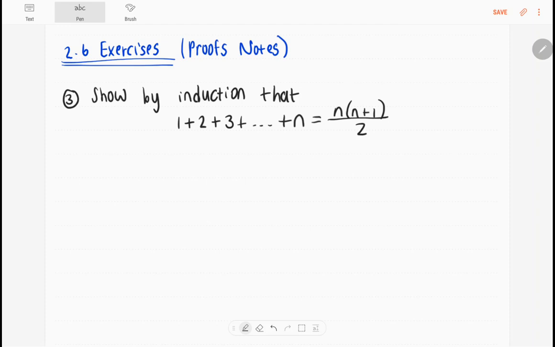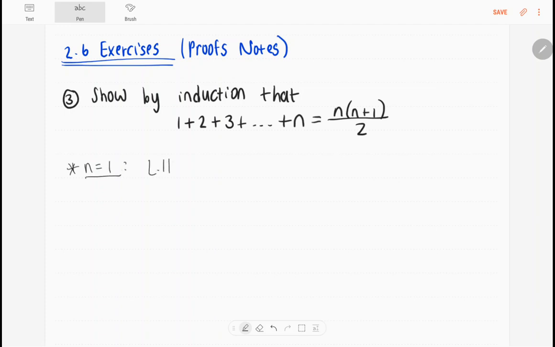We are now looking at exercises based on the proofs notes that you have. And the first one says, show by induction that 1 plus 2 plus 3 all the way up to plus n equals n multiplied by (n + 1) divided by 2. So we are going to follow our induction steps. Step number 1 is we are going to check whether this statement holds when n equals 1.